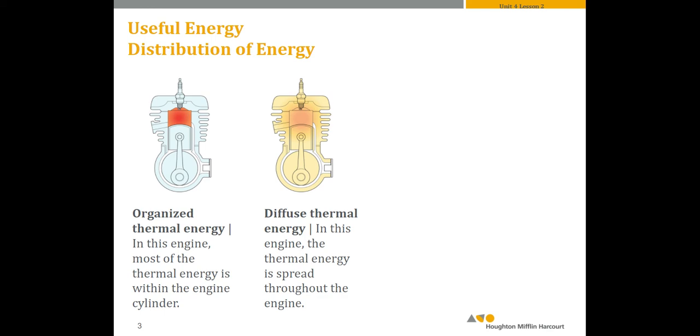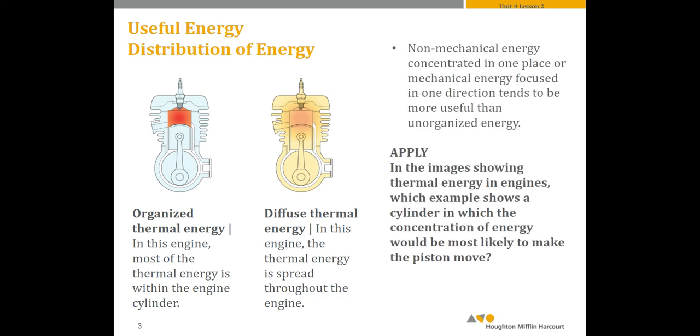Energy tends to be considered useful when it's organized in such a way that it can make something move in a predictable way. In this first image, we can make the piston move in a predictable way. In the second image of diffuse thermal energy, we can still get the piston to move in a predictable way, but we're not using as much of the available energy to make it happen. There's more non-mechanical energy spread throughout the system, or actually leaving the system if our system is the cylinder.